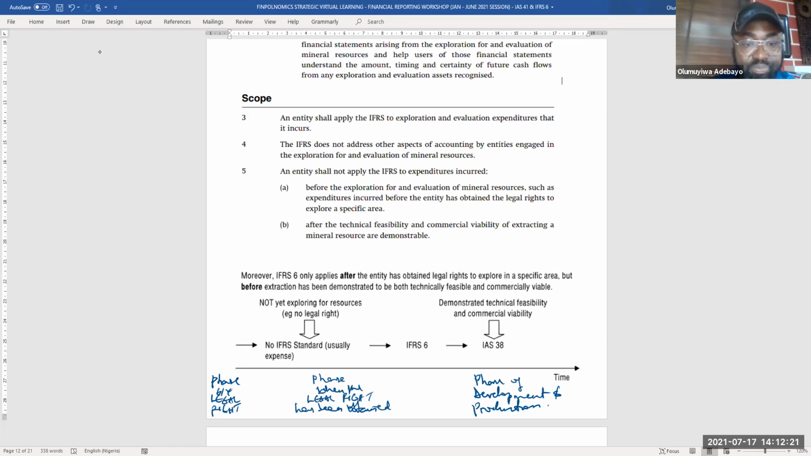Therefore, the question is this. The phase before legal right means you might have been incurring activities to seek legal rights, to do some studies, some due diligence, some research, prior to government granting you a prospecting license. Okay. Now, in that phase, any expense or cost you have incurred in that manner is outside the scope of IFRS.